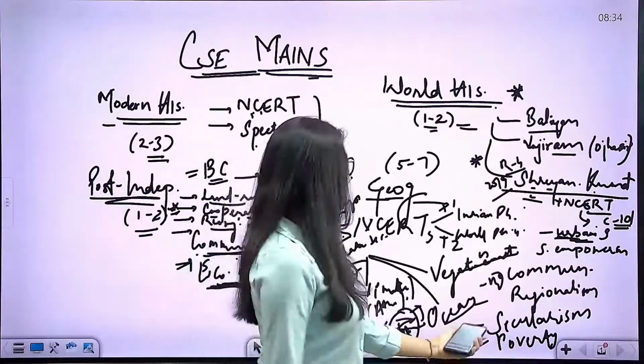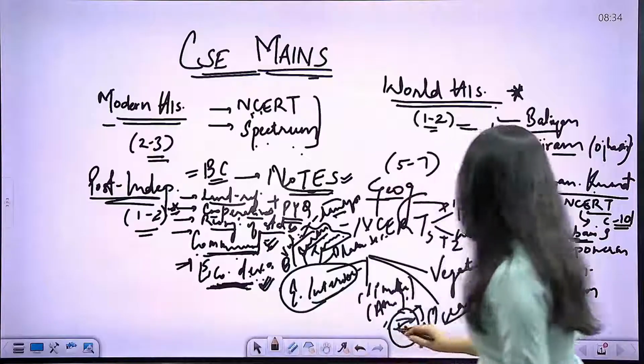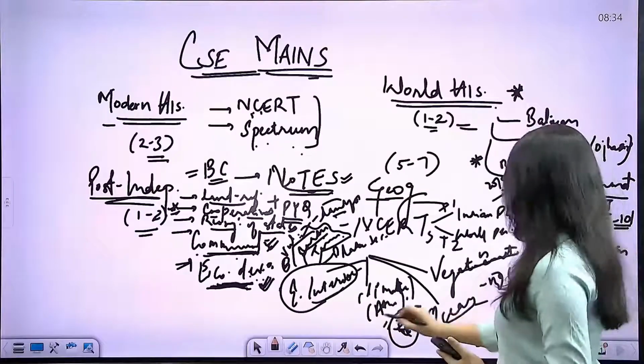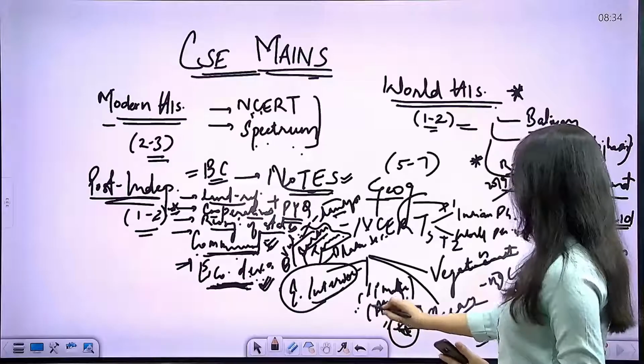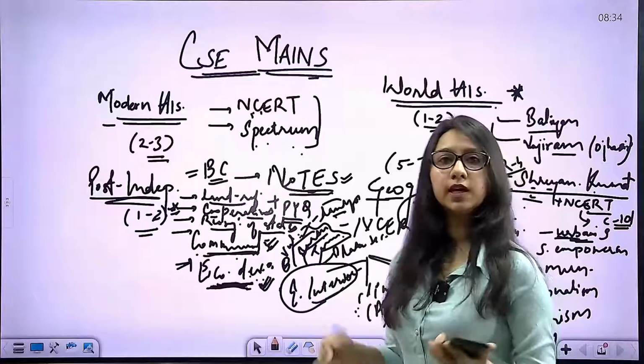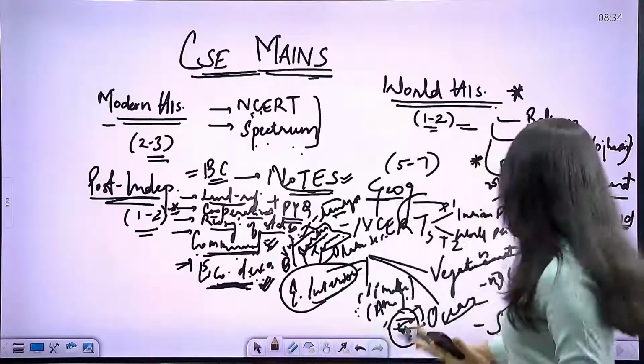For this you can also see GC Leong, which is optional. I told you yesterday as well. The climate part is a little important here. GC Leong should also be seen because it is very descriptive. But if you do not have time, just take any kind of notes for climate.